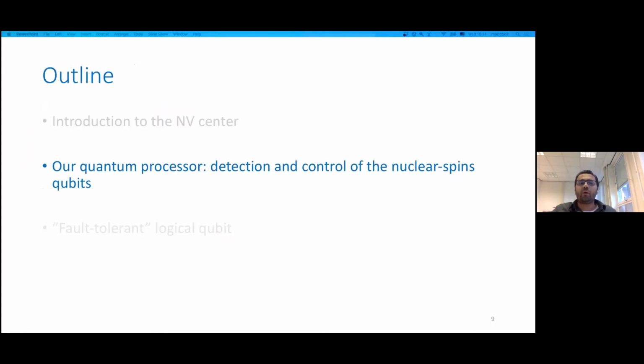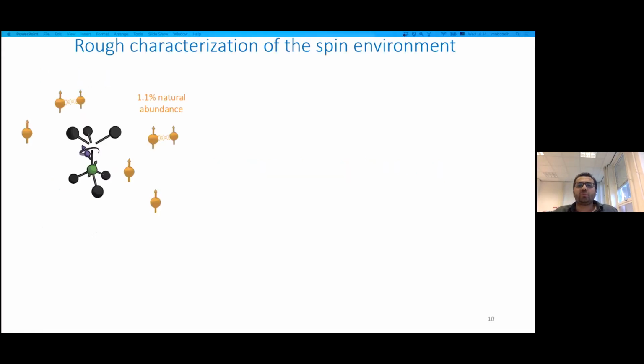Okay, so now I would like to move into the second part of my talk, which is basically how do we control our quantum processor? How do we detect and control these nuclear spin qubits? As I just mentioned, these nuclear spins can be seen as a noise source, but we can also turn them into a resource, basically qubits, if we can precisely control them. And then the question is, how would we detect and control these nuclear spins? For that, we use the electron spin as a quantum sensor to probe this spin environment.